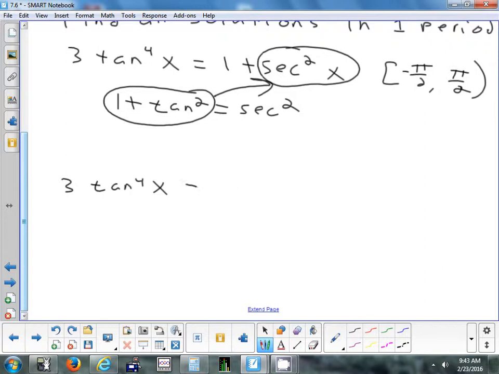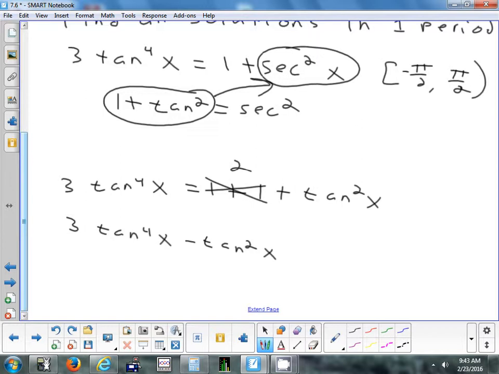3 tangent to the fourth x. And on the other side, I have 1 plus tangent squared. What's 1 plus 1 give me? 2, so let's just do that. And this is 3 tangent to the 4th x. Let's bring everything to the left, minus tangent squared. How would I bring the 2 over? Negative 2 equals 0.